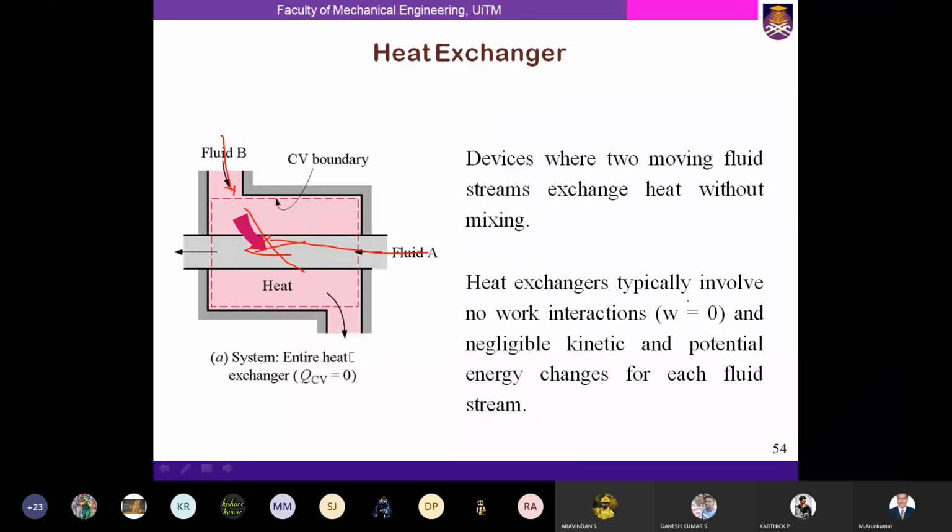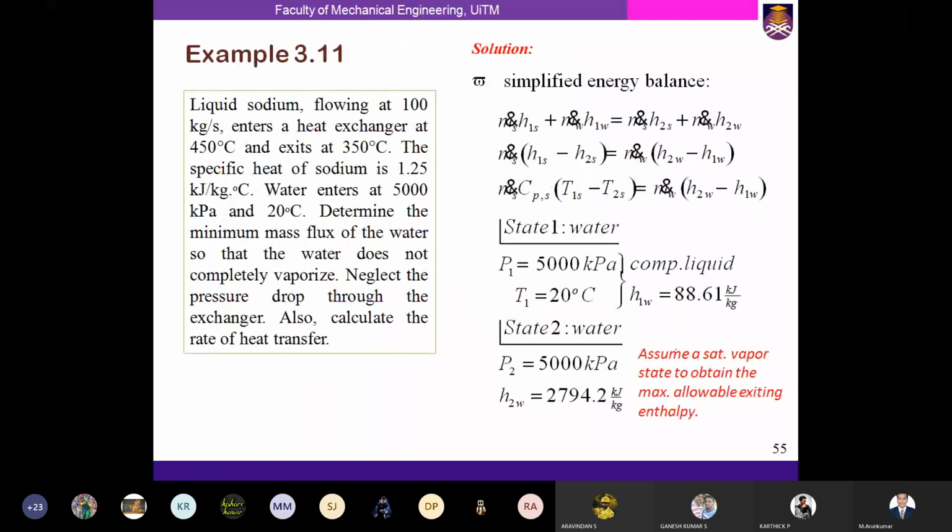Heat exchangers typically involve no work interaction, with negligible kinetic and potential energy changes for each fluid stream. There is no W, there is no PE, there is no KE. If you apply this same approach to solve this problem, again same, right? So we have this simplified energy balance equation for the heat exchanger case. There will be m dot times Cp times the temperature difference.